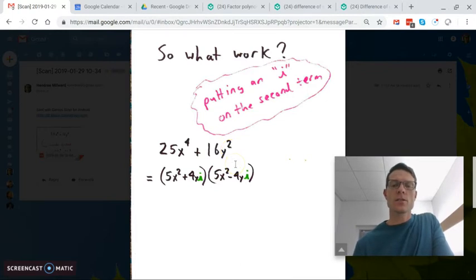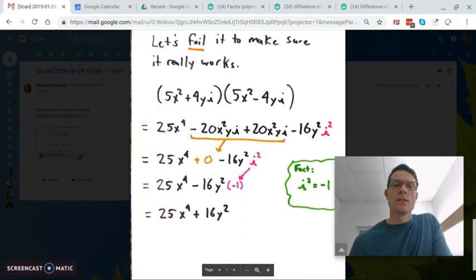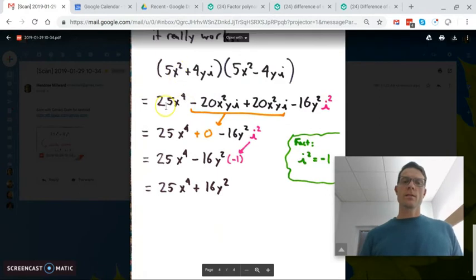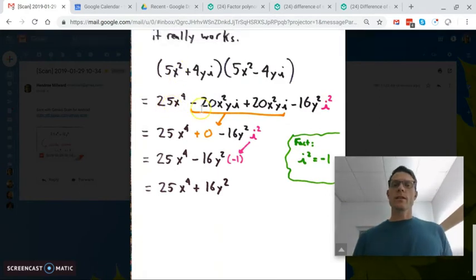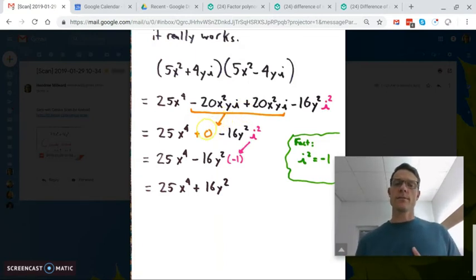Well, the best way to show you is just to actually FOIL this out, and I'll show you why this ends up resulting in this up here. So when we FOIL this out, we get the 25x to the fourth here. We get negative 20x squared yi, and then positive 20x squared yi, and then negative 16y squared i squared. Now you can see in the orange here, these two things are opposites. They just cancel each other out. This is why the middle goes away, and so we just have a 0 here.